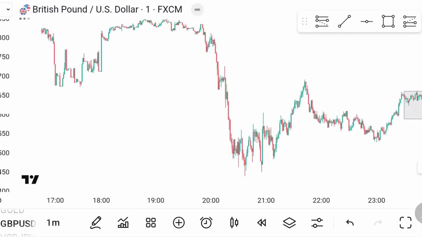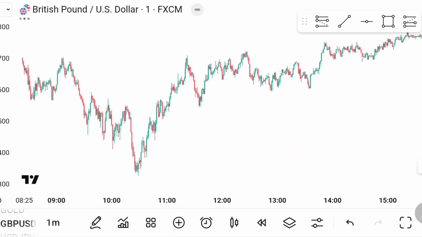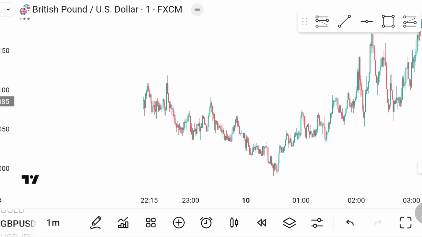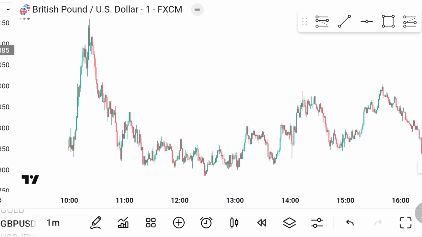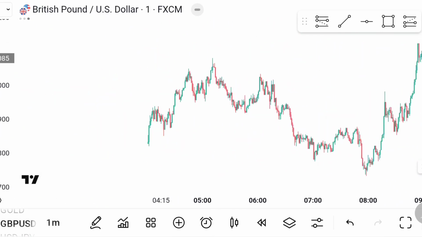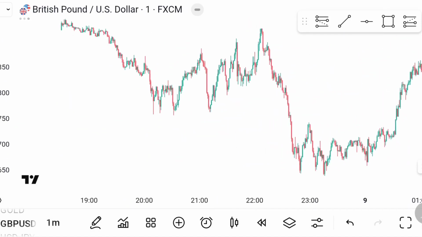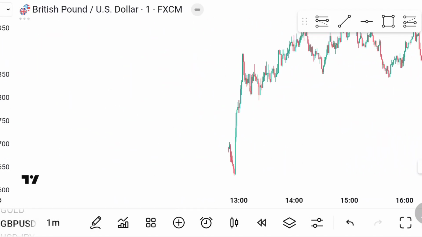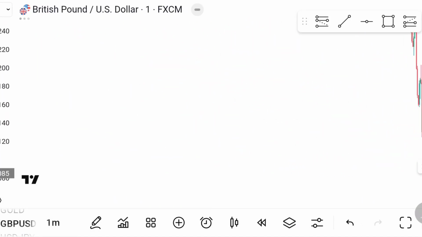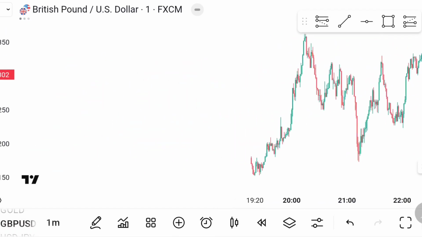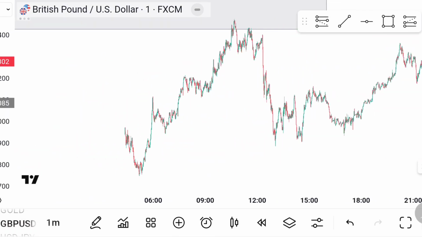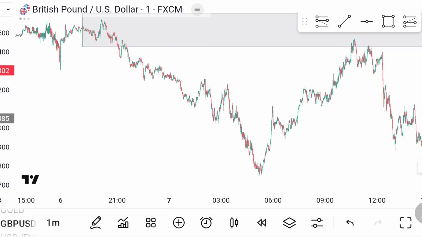So let us see another one. Let's see another one we marked somewhere there. Here you can see in this case, this is another zone that we marked.